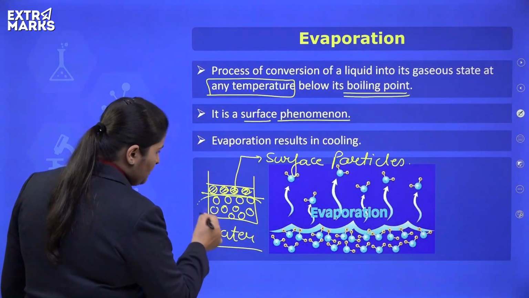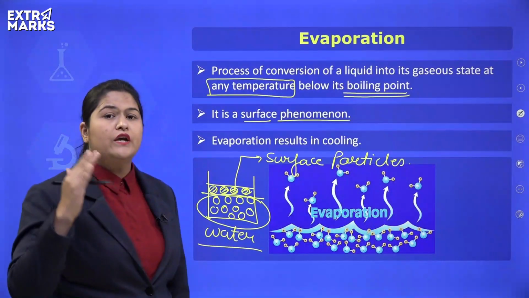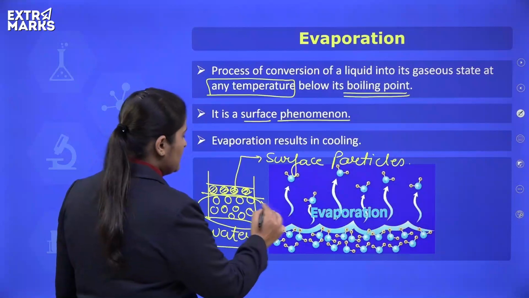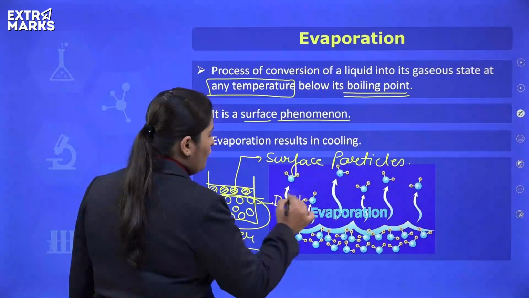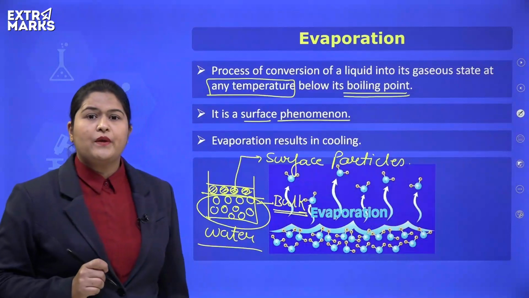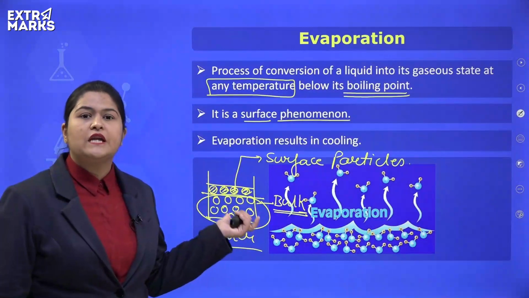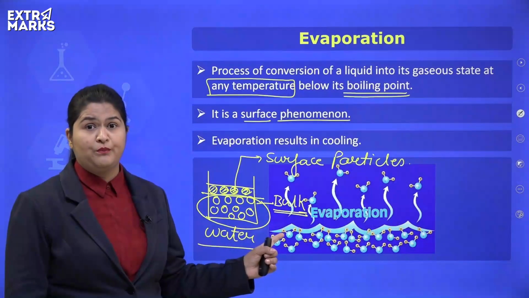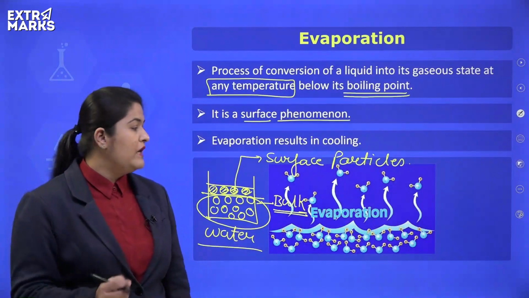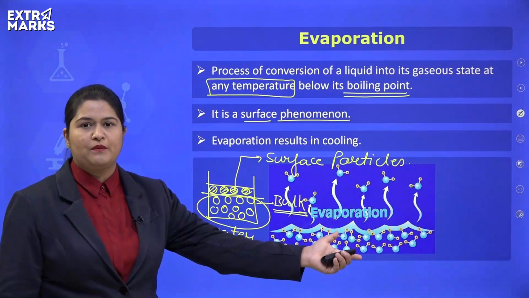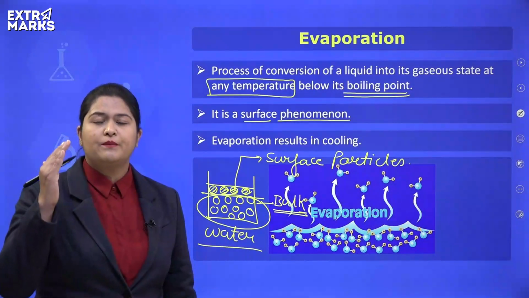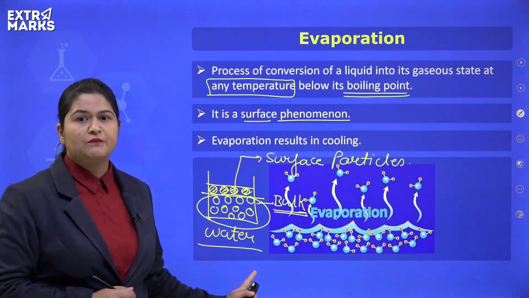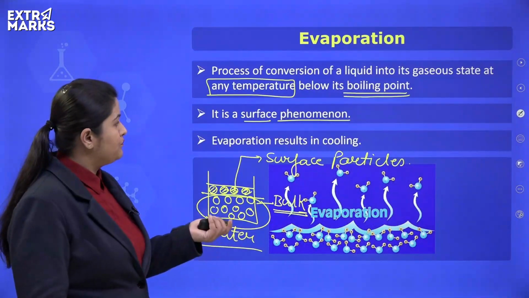And these particles, which are not exposed to the external environment, which are present in the bulk of the liquid, will be labeled as bulk particles. My dear students, in the process of evaporation, what will participate? Only the particles which are present at the surface of the liquid will participate, and the particles which are present in the bulk will not participate. And this is the reason why we label evaporation as a surface phenomenon, because the particles which are present at the surface will only participate in the process of evaporation, and the particles present in the bulk will not participate.